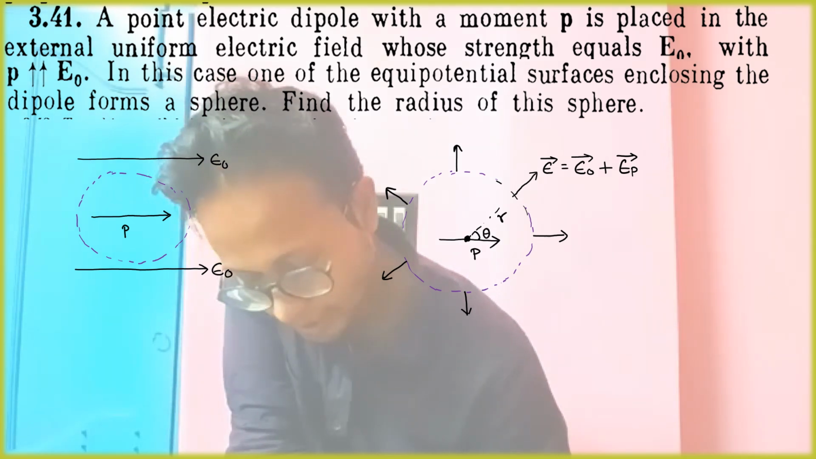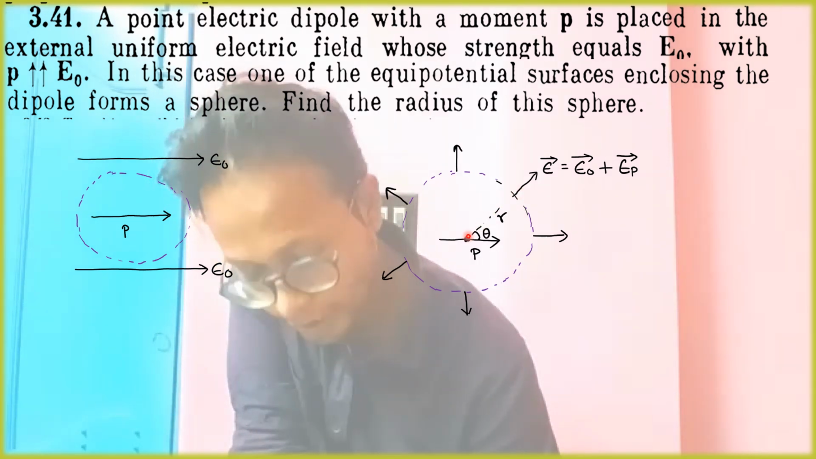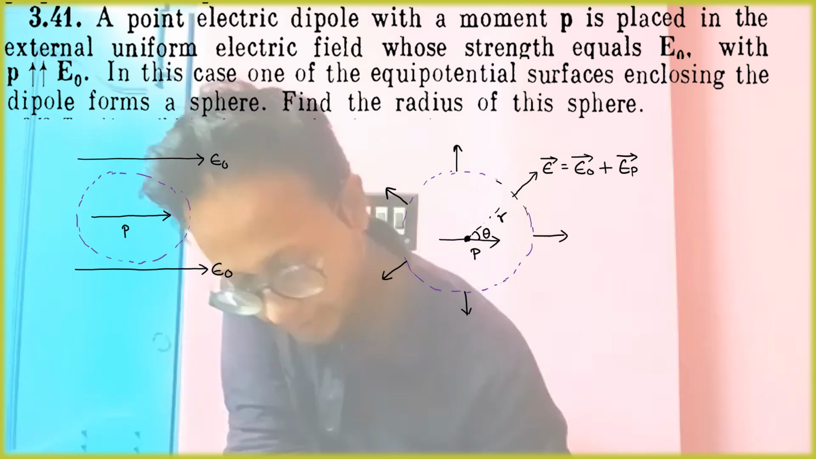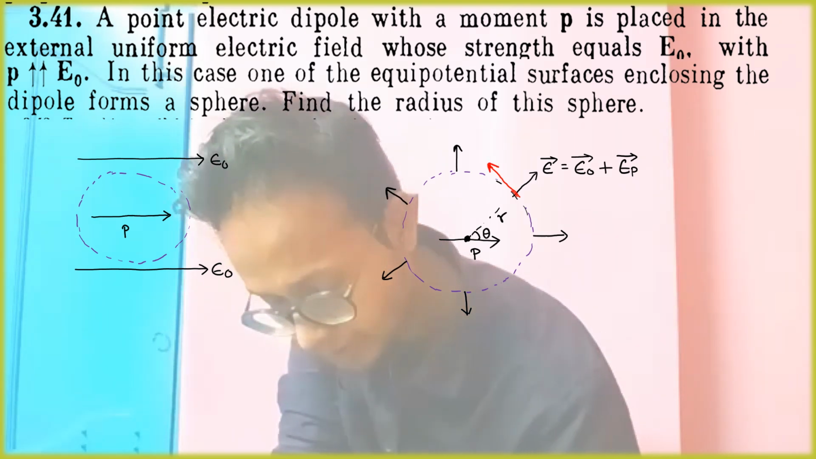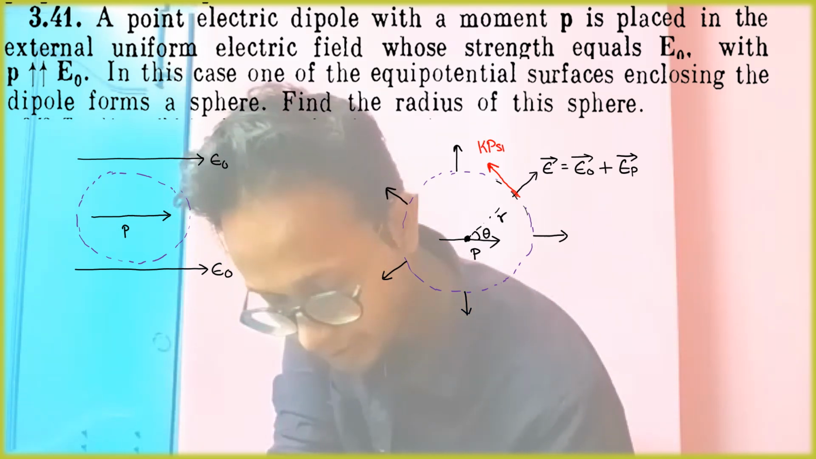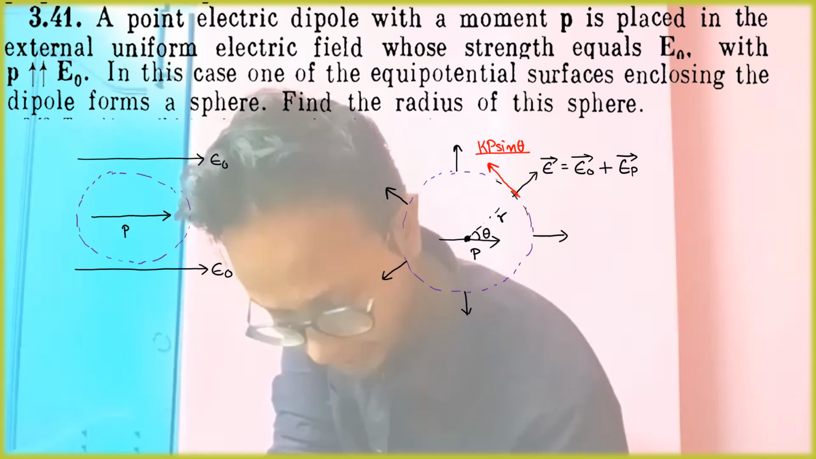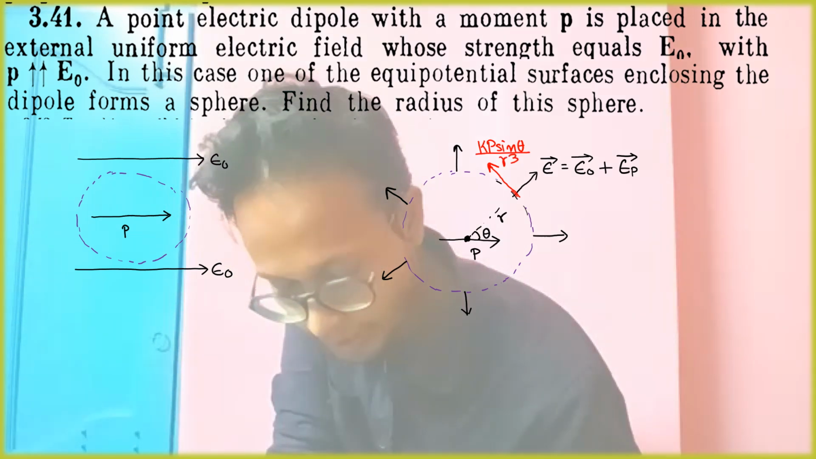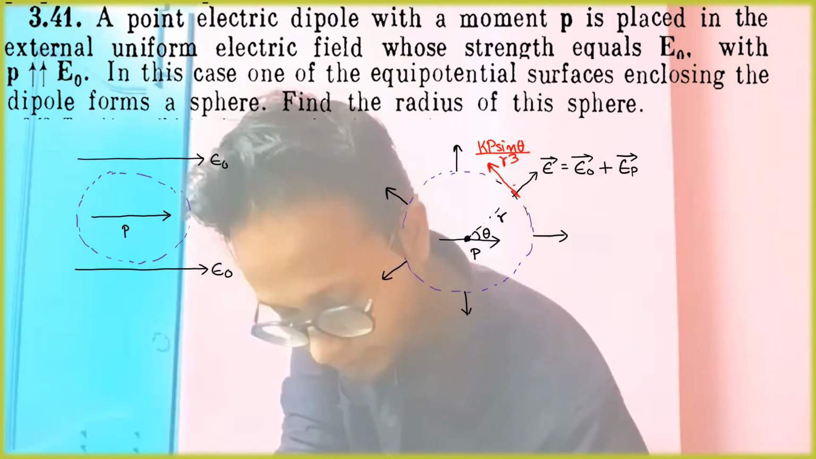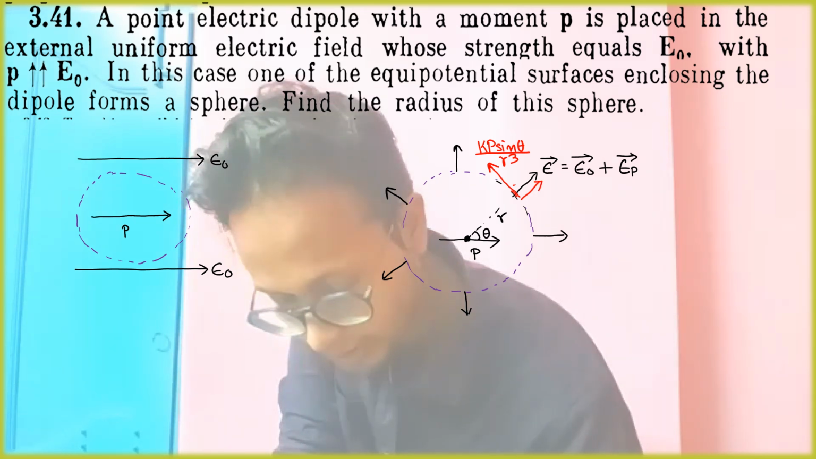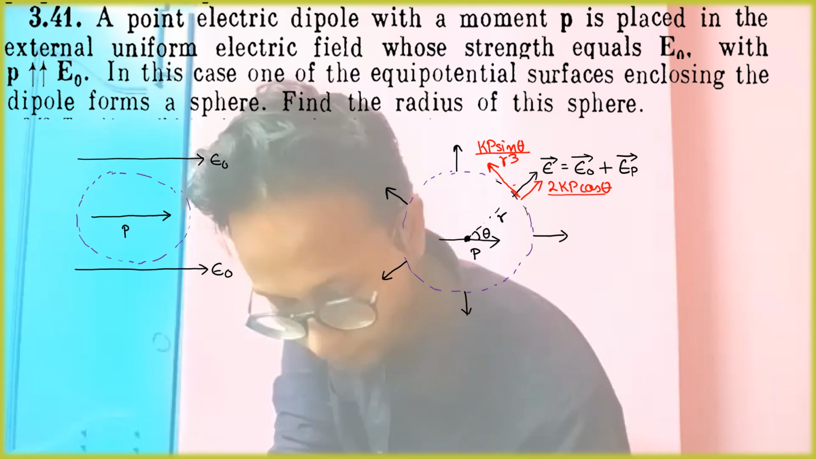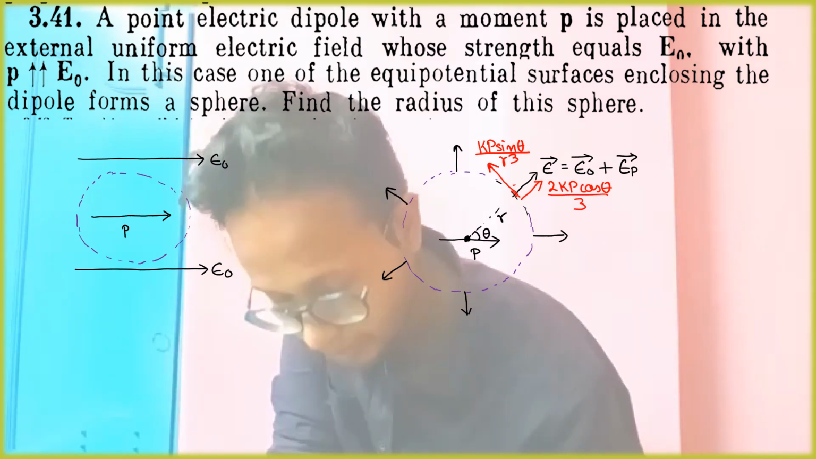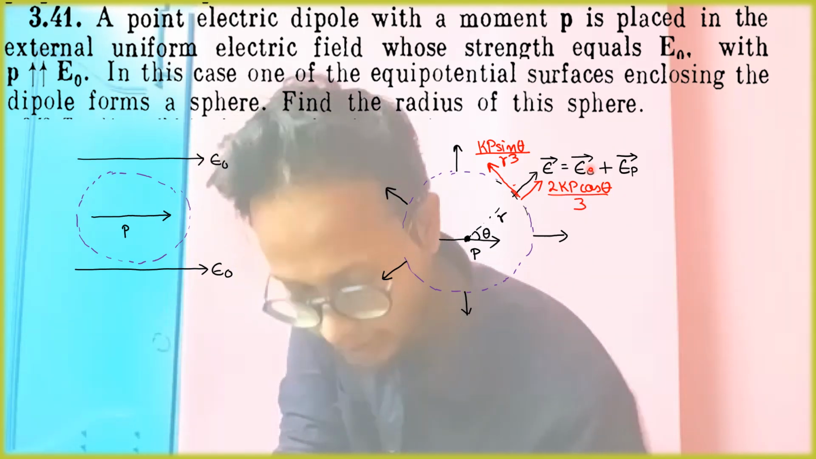Now at radial position, this is point R. Perpendicular to the radius means along the tangent of the sphere. In this direction, the electric field generated is Kp sin theta by r cube. I already did this in the previous question. And the radial component is 2 Kp cos theta by r cube. These two electric fields are generated due to this dipole.